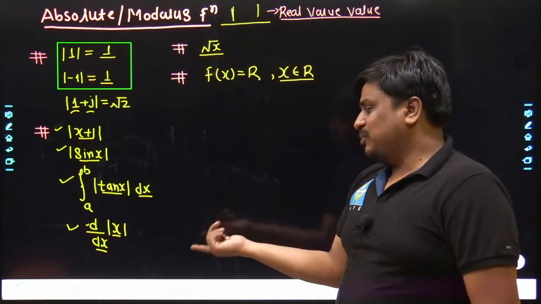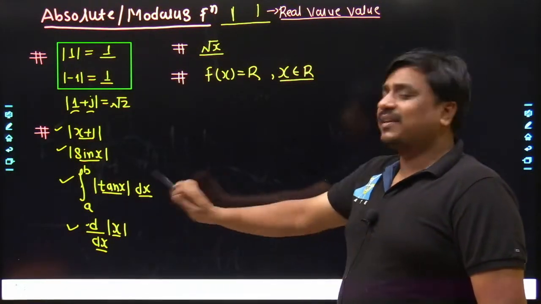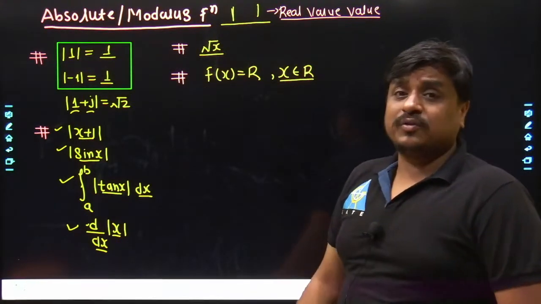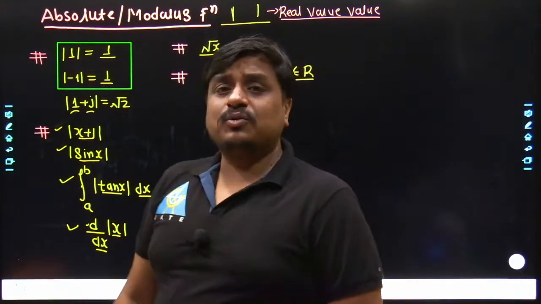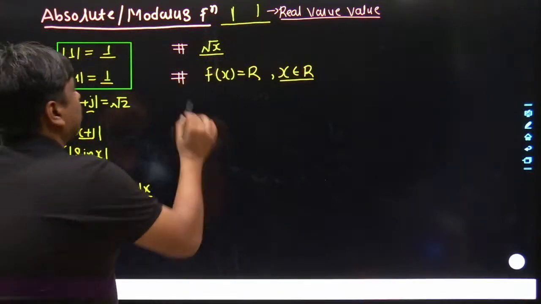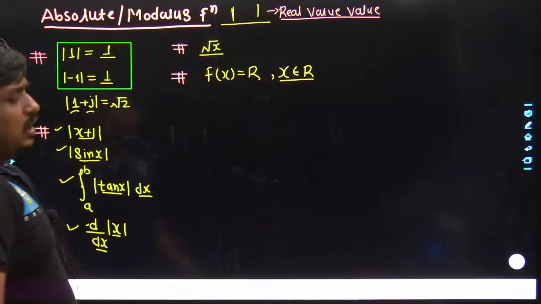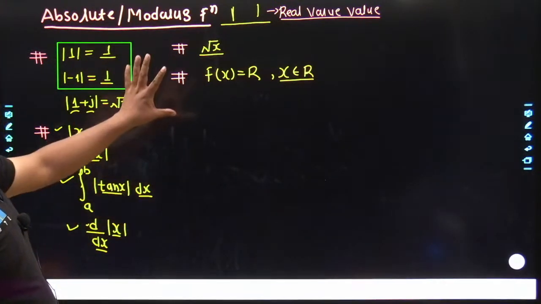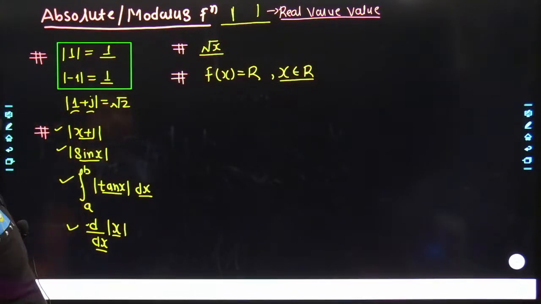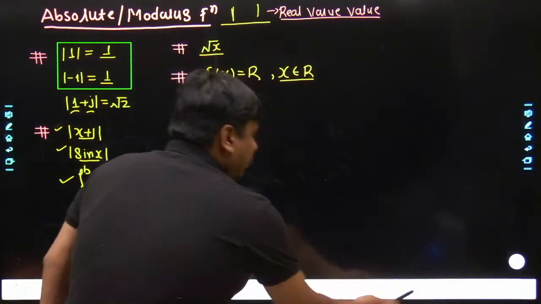Similarly, mod of 10x has been a real function. Mod of x or x has been a real function. But I am keeping aside functions like x to the power of 3 by 2, x to the power of 1 by 2, x to the power of 2 by 3. I am keeping all of those functions aside. Could you understand what has been the agenda? The agenda has been dealing with the real functions modulus. Let me go into the next page.